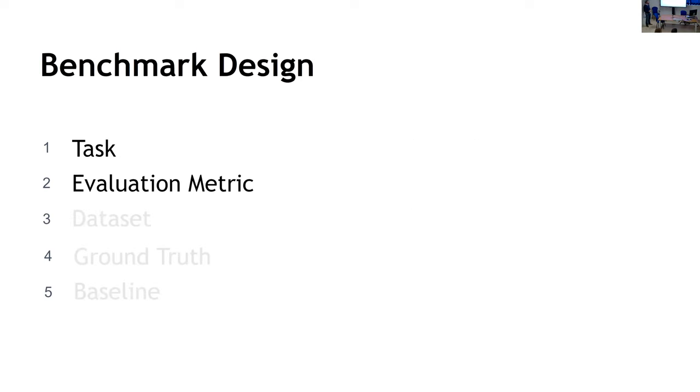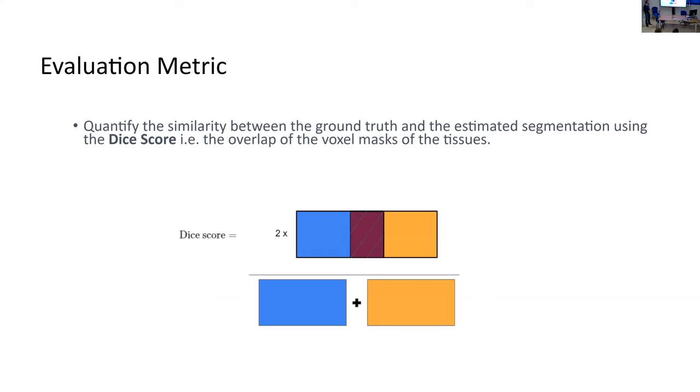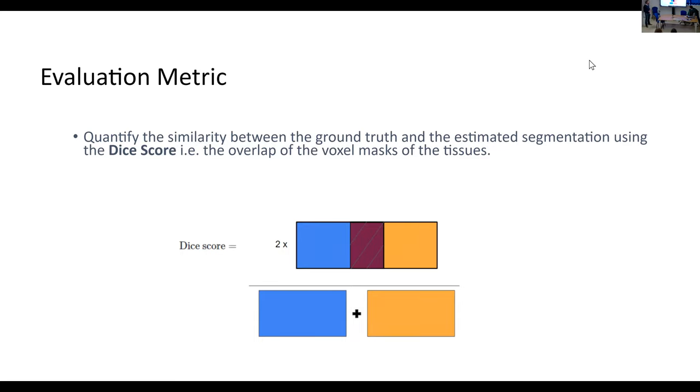The other component is the evaluation metric. We use one of the most used evaluation metrics in computer vision for segmentation, the Dice score, which is the overlap between the estimated mask from the method and the ground truth.